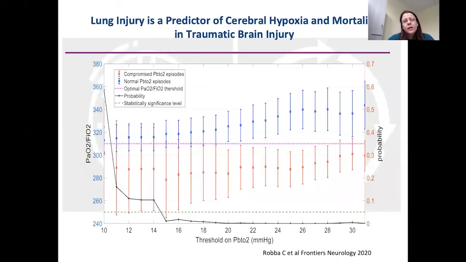And this is important because the presence of lung injury per se is associated with an increased mortality in patients with traumatic brain injury. And as you can see here, it is also associated with cerebral hypoxia. Cerebral hypoxia and systemic hypoxia are strongly correlated because there is a linear relationship between them. If you look at the results from this physiological study that we performed with a group from Cambridge, when the PF ratio is below 300, already there is a damage in terms of cerebral oxygenation.